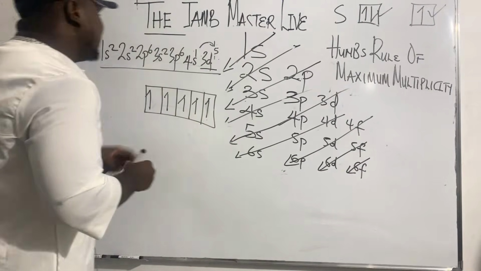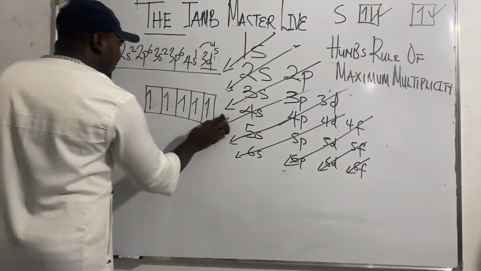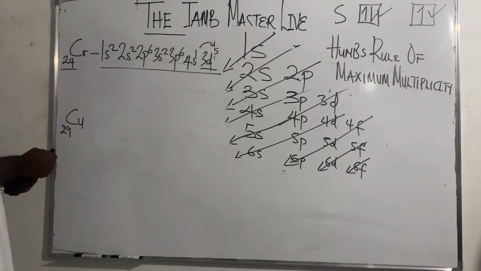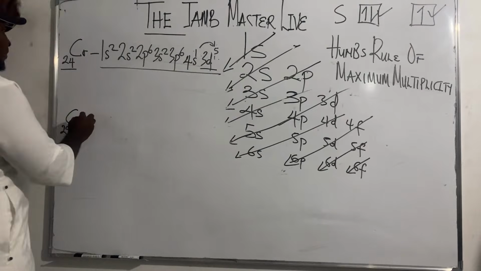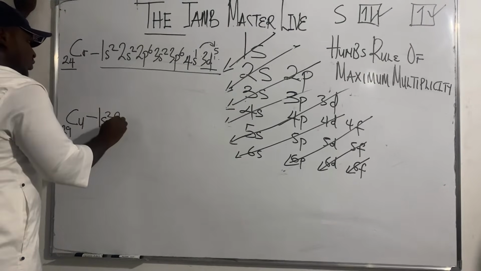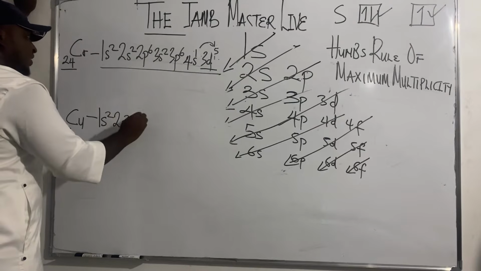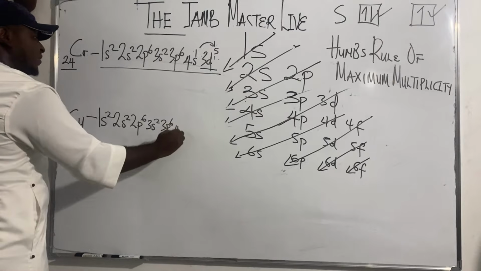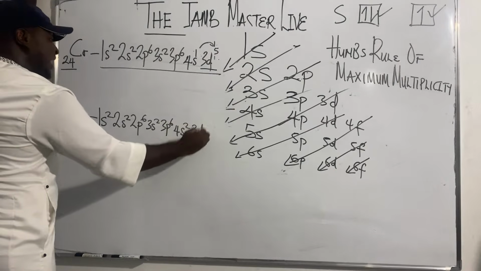Plus, in case you didn't understand this, let us look at copper, because the same thing happens in copper. Look up. Copper is number 29 element. It means it has 29 electrons. Let us start filling the electrons in copper. I'm going to have, from the lower energy level, 1s2, 2s2, 2p6, 3s2, 3p6, 4s2, 3d9.